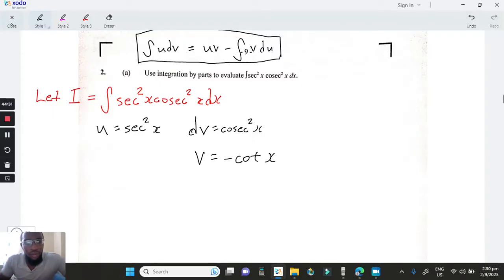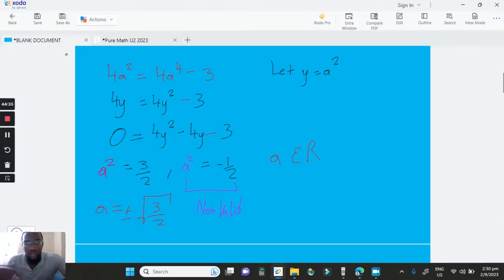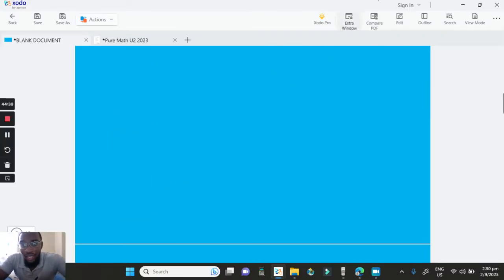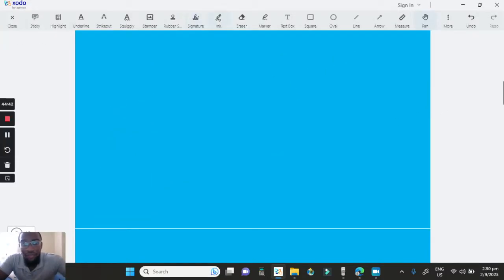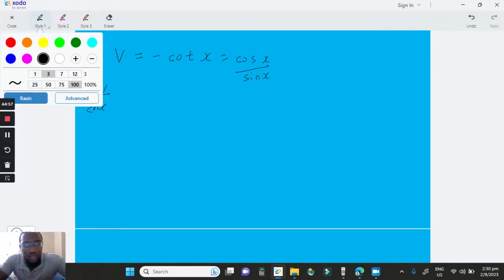Now, if you don't remember it, because trust me, even as a teacher, sometimes it's difficult to remember these things, look what I'm going to do. I'm going to actually show you. If v was negative cot x, dv by dx. Remember, cot is cos x over sine x. I'm going to even make it a little bit bigger.